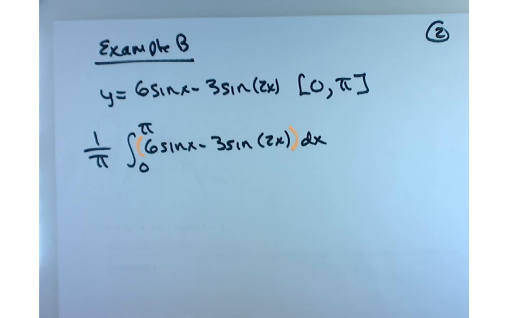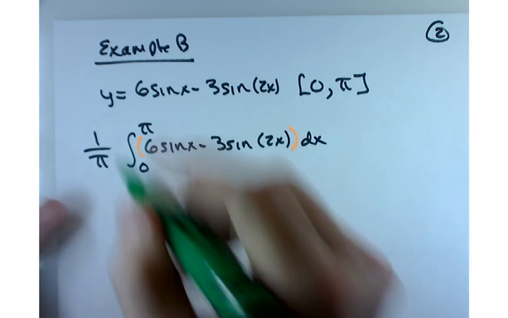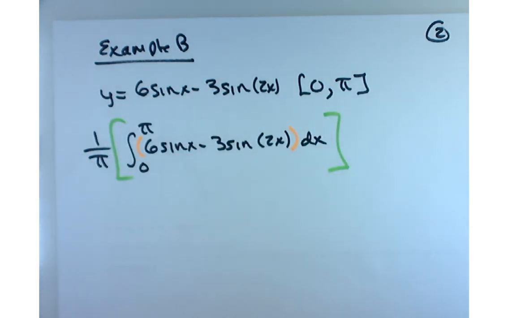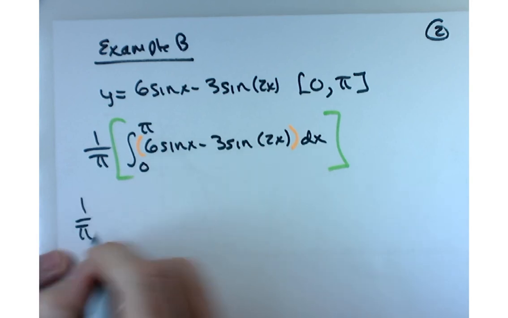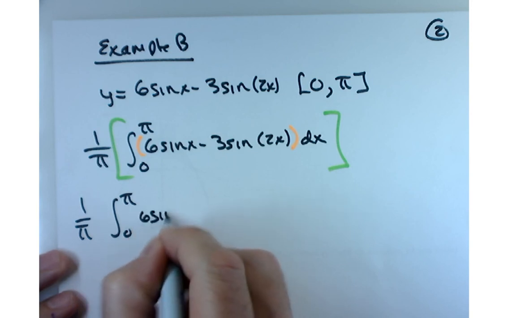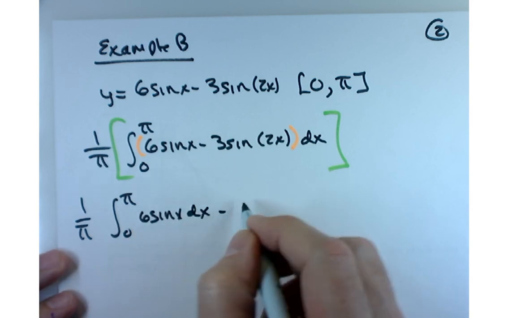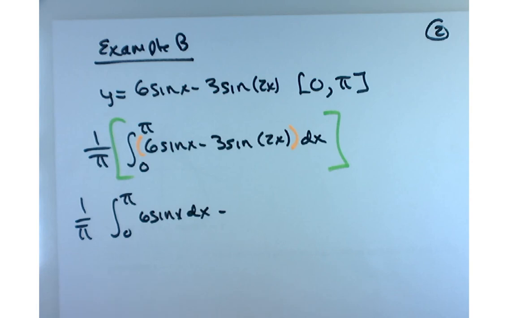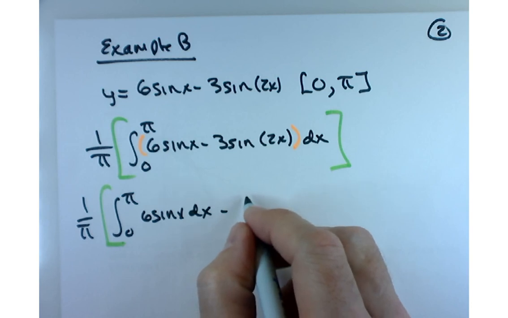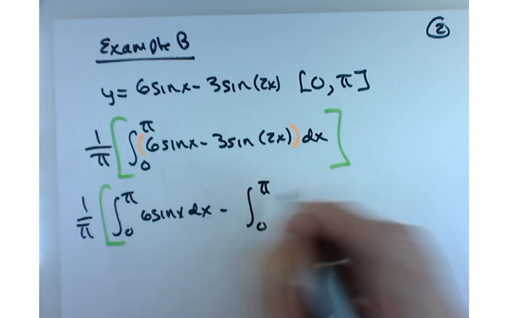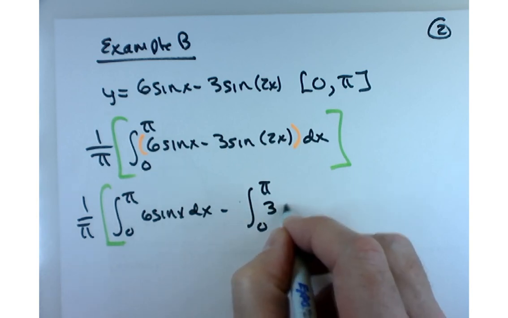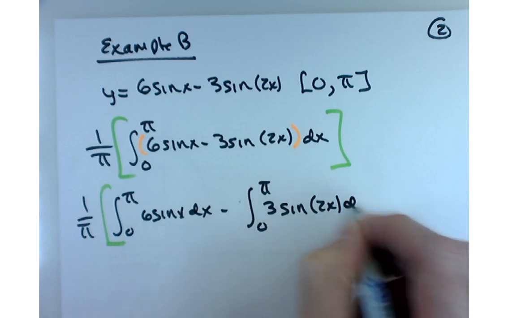Now, in this case, maybe you want to break things up. It's kind of up to you. You've got that 1/pi times this. That's going to be 1/pi times the integral from 0 to pi of 6 sine of x dx minus, and we have to be careful here because that 1/pi has to distribute itself, minus the integral from 0 to pi of, I don't know if you want to put the 3 out here or not, I'll just keep it in here, 3 sine of 2x dx.